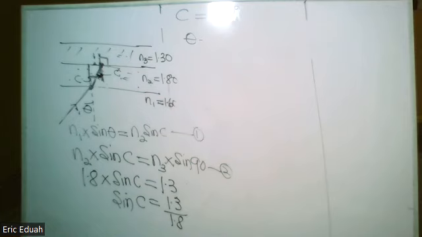Is it C or theta? We are looking for the angle of incidence in medium 1. That is theta. We found C, approximately 46.